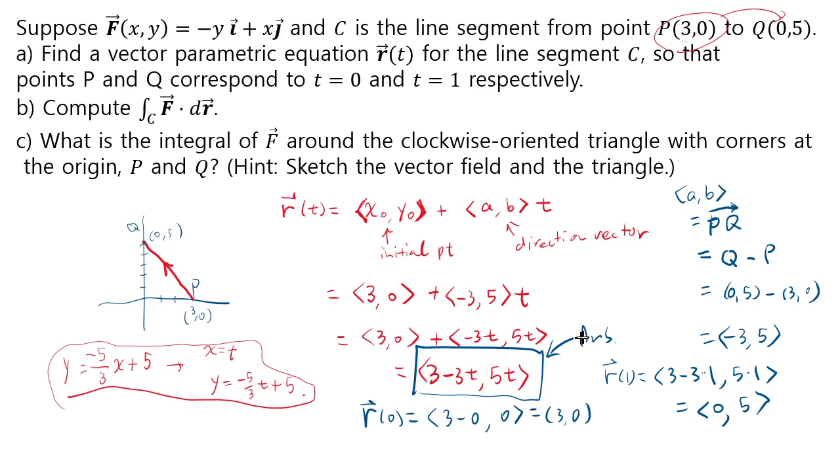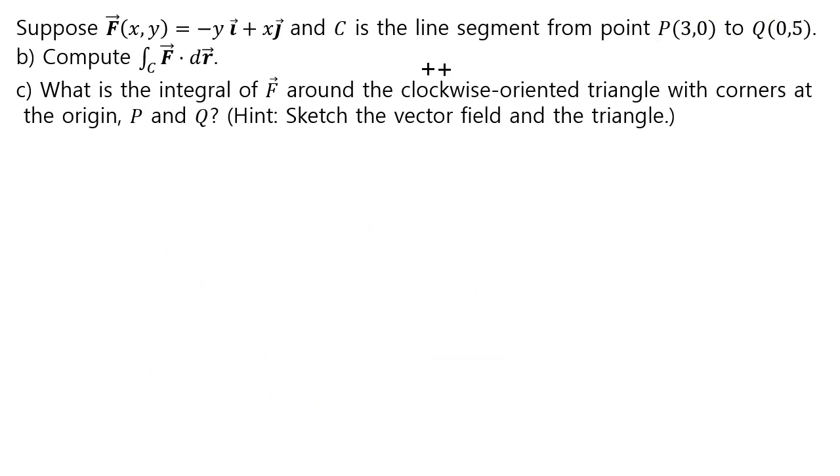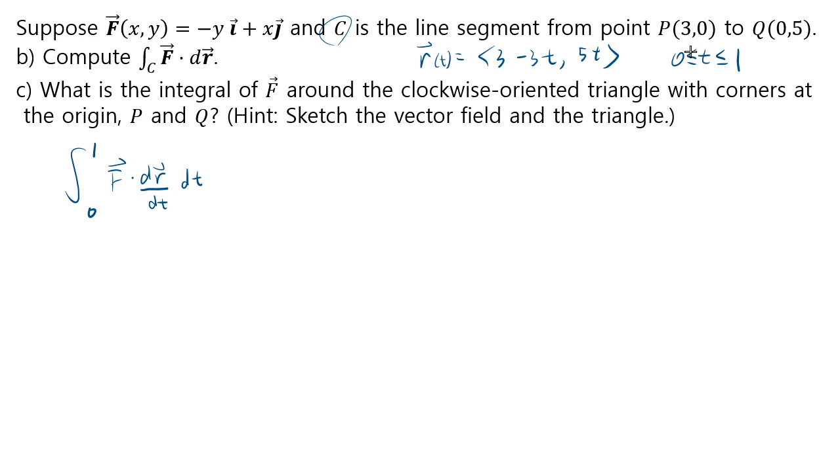Now once you have this answer, you're ready to compute the line integral. Let's try that. So 3 minus 3t comma 5t is our r(t). Let's remember that. In any line integral, the first step is to divide by dt and multiply by dt. Step 1, divide by dt, multiply by dt. And then because now you're integrating by t, the bounds should be from 0 to 1. Oh, I forgot to say, we know that the curve C is from 0 to 1, right?